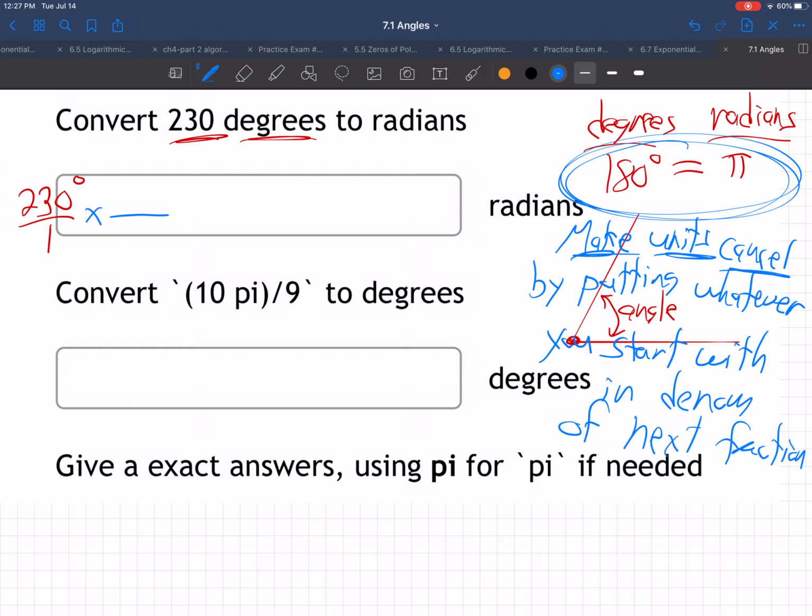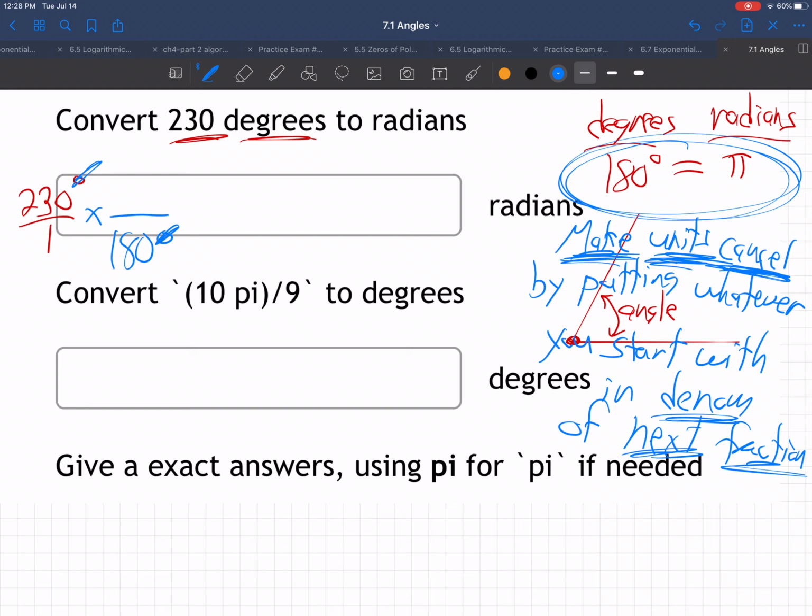So what am I talking about? I'm starting here with degrees, right? So that means I'm going to put degrees in the denominator of the next fraction. 180 degrees. Why? Because I want degrees to cancel. That's the key thought. Make units cancel. Units cross-cancel just like numbers do. That's what was surprising to me when I took chemistry. I'm like, oh, units can cross-cancel just like numbers. So that's how you know which way to put it.